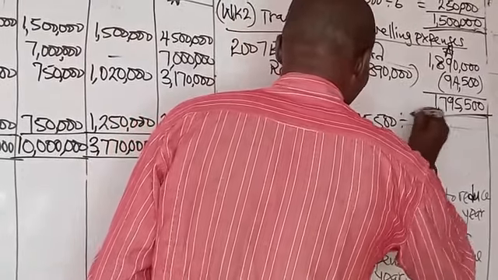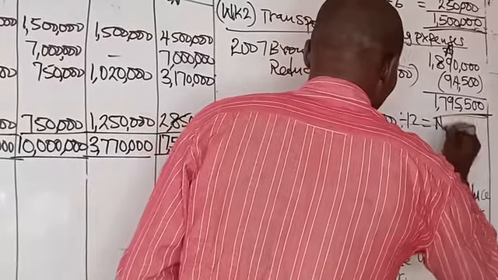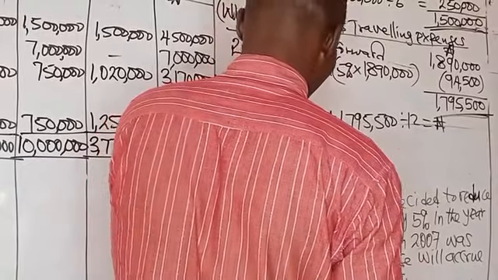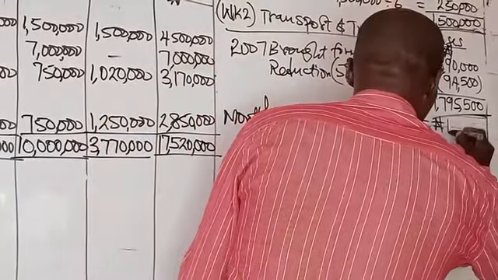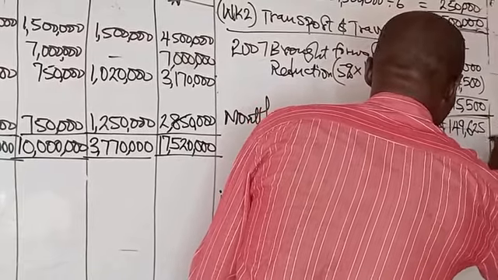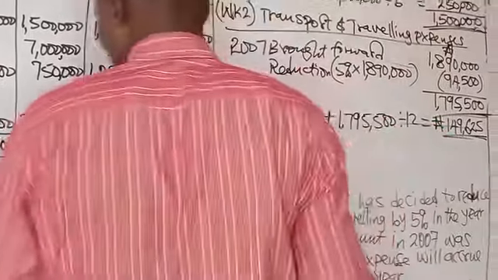1,795,500 divided by 12. So divided by 12, we have 149,625. That is the monthly allocation.